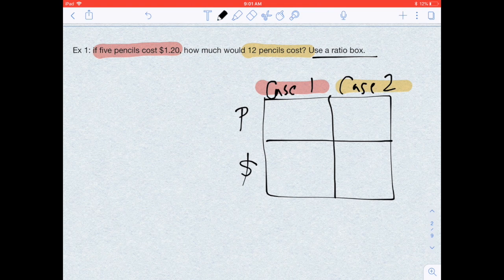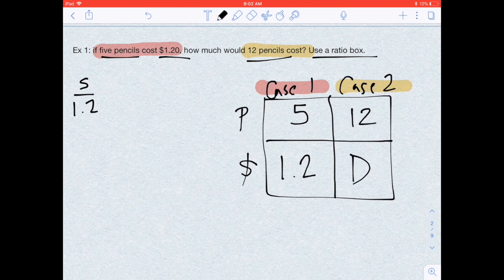I don't know all of case 2. I'm trying to find out another number in case 2. So I'm going to go ahead and fill in my numbers. I have 5 pencils cost 120, and I can just drop that 0, or I can leave it. It's your choice, but since you're multiplying, it's probably easier to drop it for right now. Then case 2 is 12 pencils, and I don't know how much my 12 pencils cost, so I'm going to put a D for dollars down here. Now what I need to do is make these numbers into fractions.